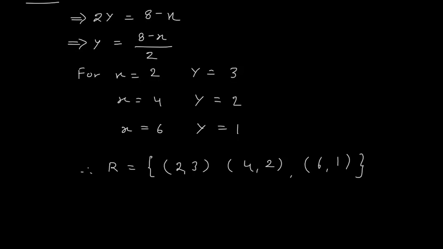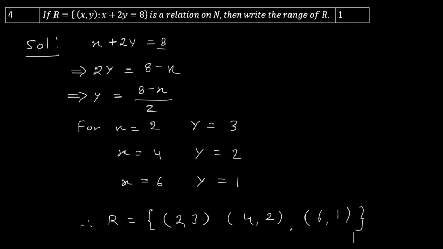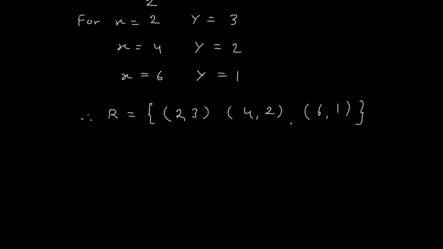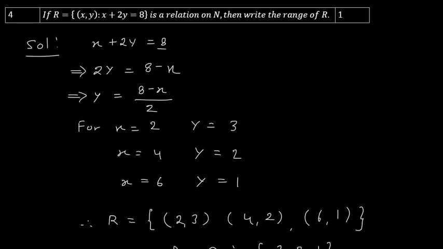Now I have to find the range of R. Therefore the range of relation R is 3 to 1. I can also write this as 1 to 3, okay. No problem, I can write 3 to 1 or 1 to 3. This is the range of R. This is the fourth problem. Now let us move to the next question.